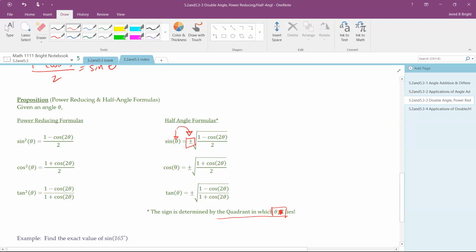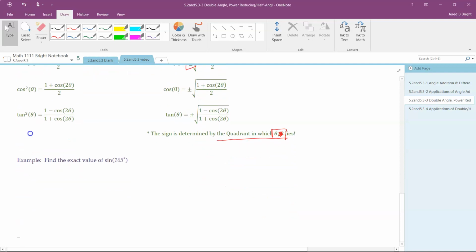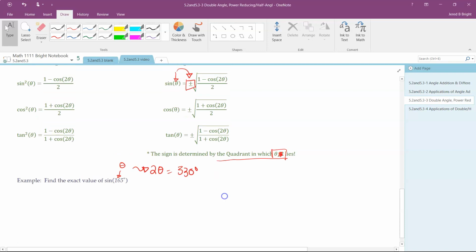Okay, so just to put this to the test, we want to find the exact value of sine of 165. Now, yes, we can use angle addition with this. 45 plus 120, great. That's not the point here. We want to look at this angle here as theta, and then recognize that 2 theta would be twice as much, so 330 degrees.